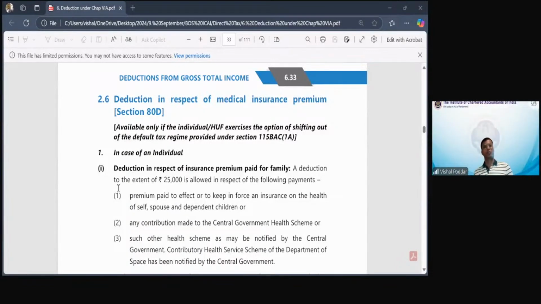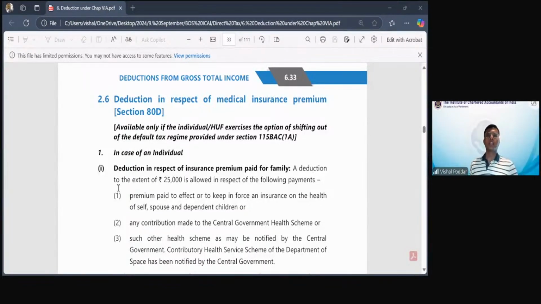Okay, so students, now we go to the next category. The category is D, and D for doctor. So when you are in this entire category D, you will have some or the other medical related deduction. Correct? So it is D for doctor.